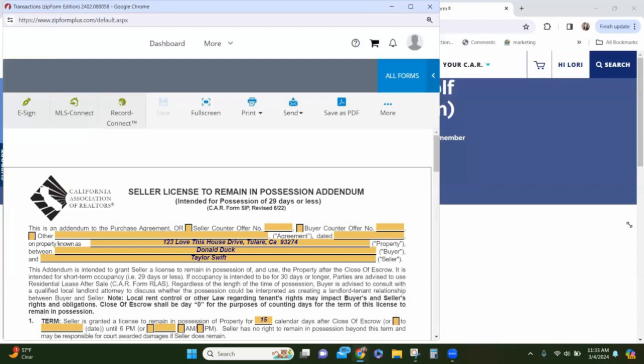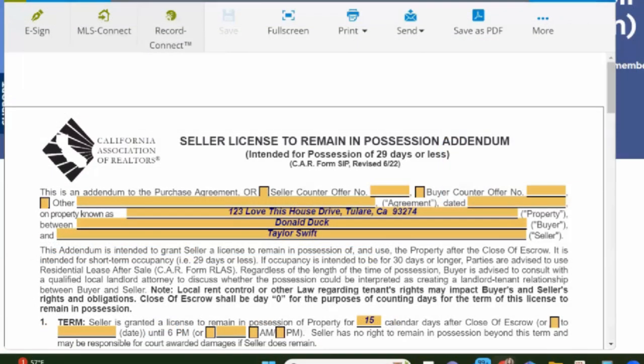Give me just a second to pull up what I want to share here, and then I will get started. All right. Have any of you guys used this form before? Nobody? Okay.